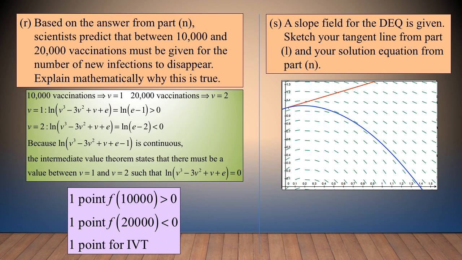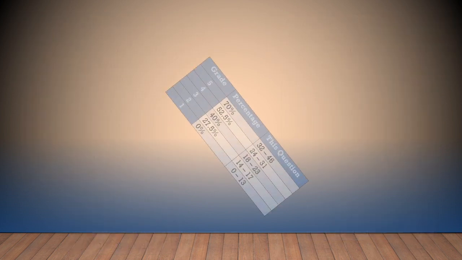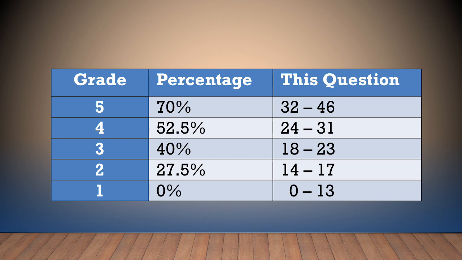And we don't have to have the exact graph of the solution equation. It just needs to follow the slopes. 2 points for this problem, 1 point for graphing the tangent line, 1 point for graphing the solution curve. There's a total of 46 points for this problem.